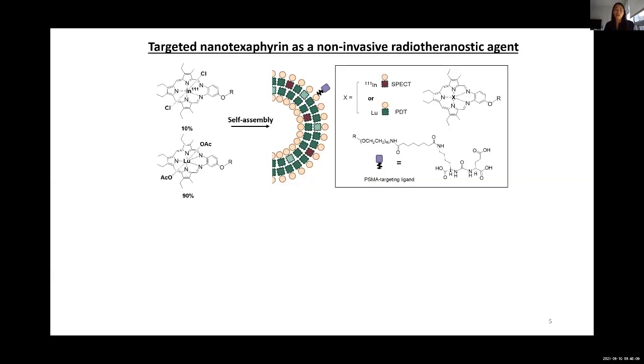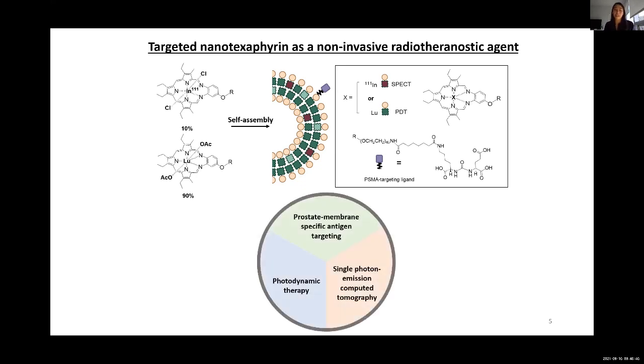So what we're really interested in is whether or not we can use this mix-and-match approach of different metals in our single texaphyrin phospholipid platform to have different functions, for example, indium-111 for SPECT and lutetium for photodynamic therapy, and then self-assemble them into this all-in-one nanoparticle that you can then modify with different ligands, for example, the prostate-specific membrane antigen targeting ligands, so that we can actually have a platform that enables us to do therapy, imaging, and targeting at the same time.